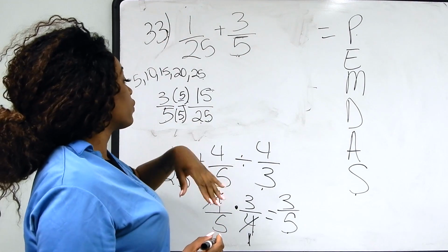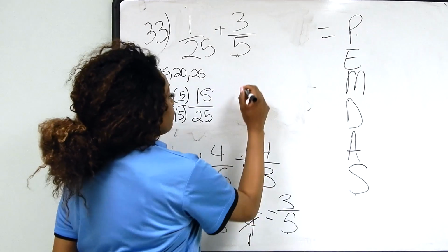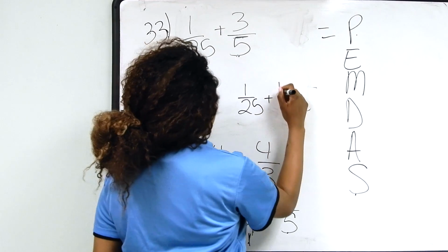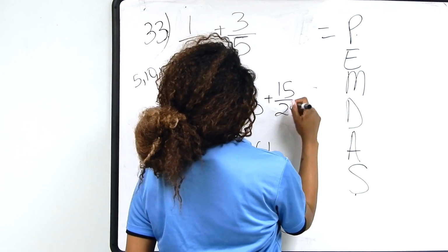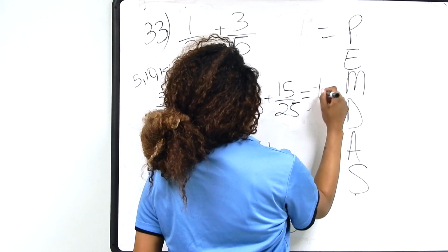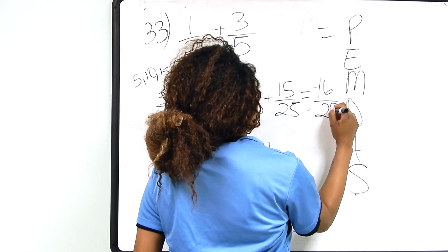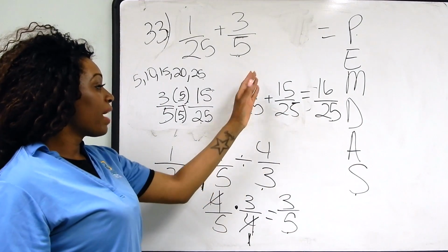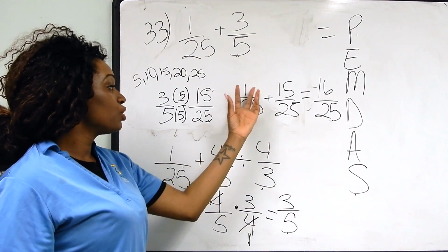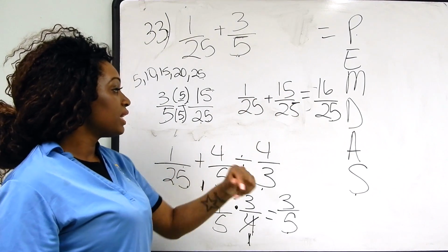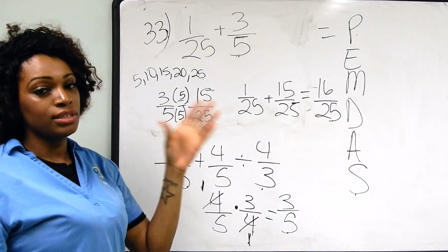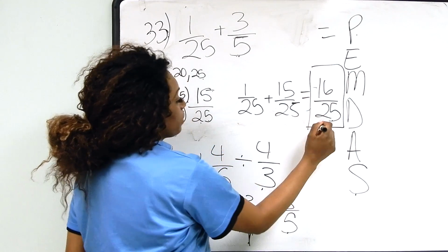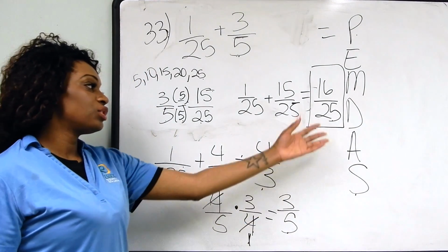So we're going to add 1 over 25 plus 15 over 25. When you're adding, you simply add the two numerators. You add 1 and 15. The denominator always stays the same in addition with fractions. So the final answer would be 16 over 25, and you can't reduce it anymore.